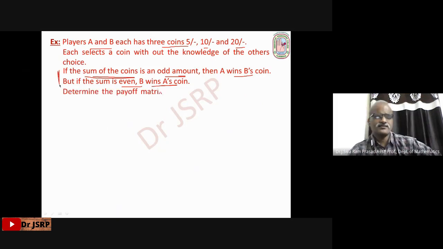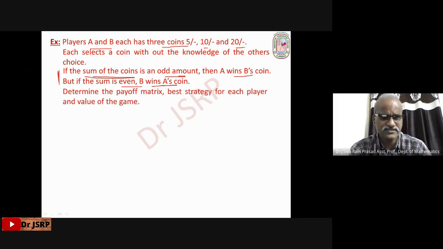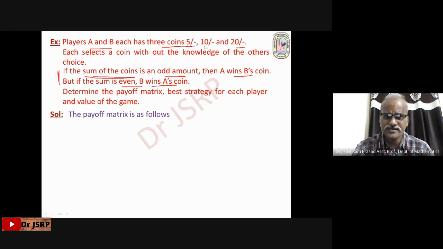So determine the payoff matrix, best strategy for each player and value of the game. Okay, so here we have two players. Each player has three strategies, that is 5 rupees coin, 10 rupees coin and 20 rupees coin. So for both players the strategies are the same. Each one selects a coin.